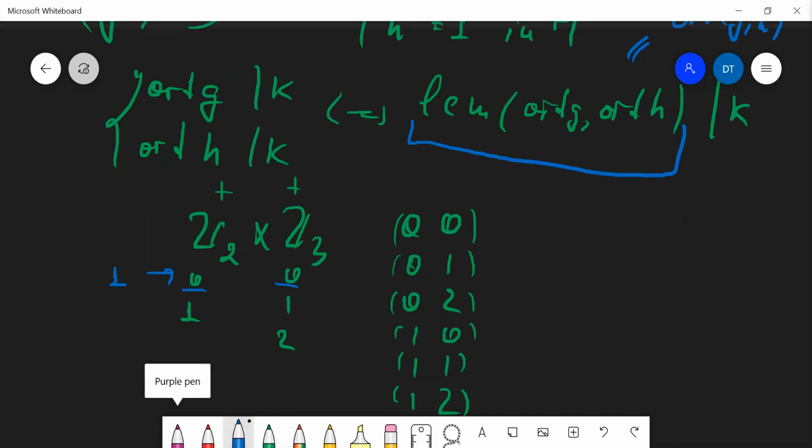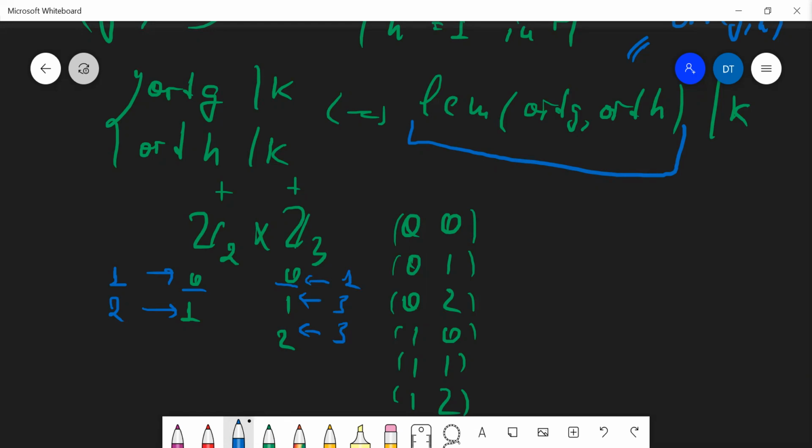So 0 has the order 1, and the element 1 has order 2. Why? Because 1 plus 1 equals 0. This is the smallest possible thing you need to take. And what are the orders here? 1, 3, and 3. Are there any questions regarding this computation on the left?